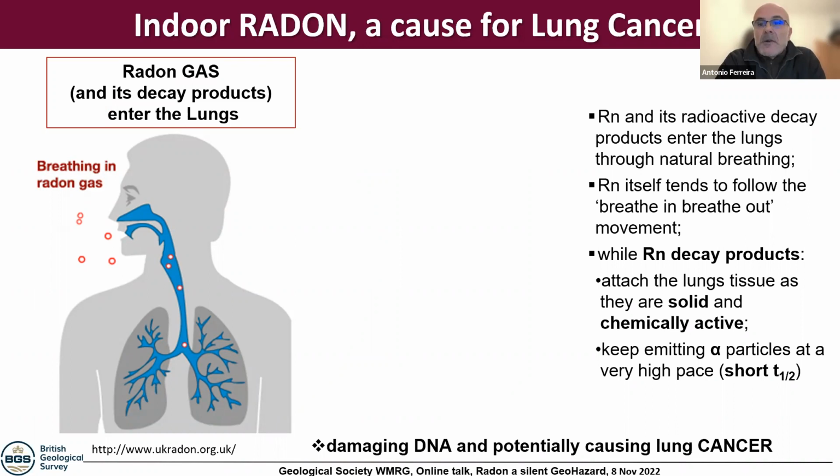As we breathe in, radon and its radioactive decay products enter the lungs. Radon itself tends to follow the breathe-in, breathe-out movement, while its decay products more likely attach to the lung tissue as they are solid and chemically active. These decay products, namely polonium isotopes, are extremely radioactive, continuing to emit alpha radiation in the lungs. This may cause localized damage, potentially generating lung cancer.